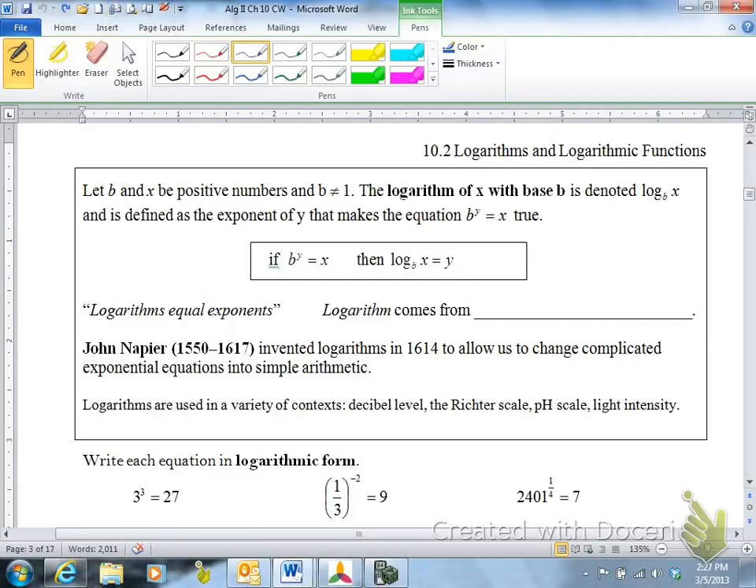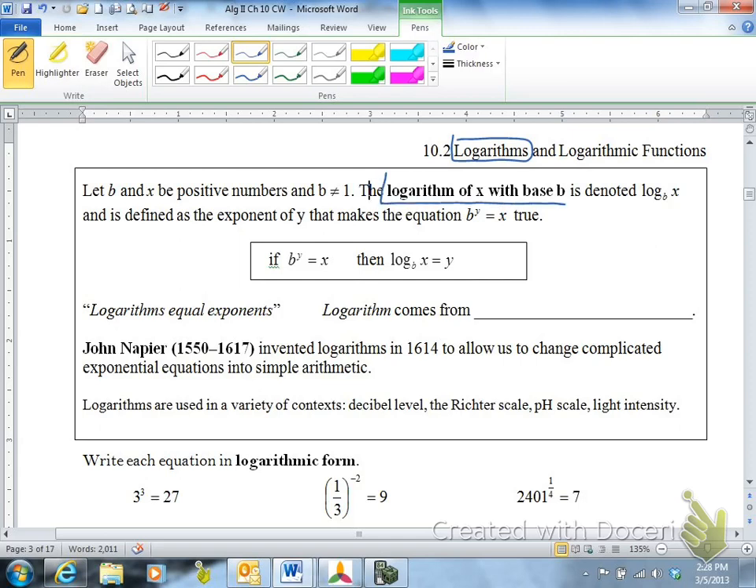In this lesson, we're talking about logarithms, and it's a complicated word to spell, and a lot of students are intimidated by logarithms, but they're actually not as complicated as they might sound. So, let b and x be positive numbers and b is not equal to 1. That's just part of the definition of a logarithm.